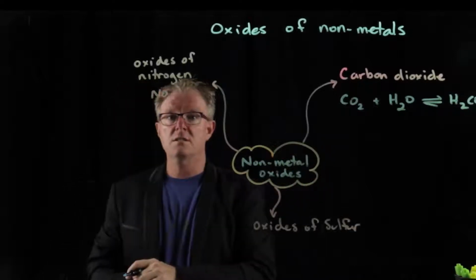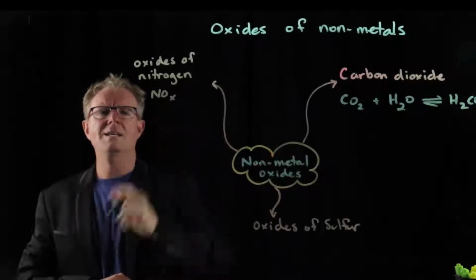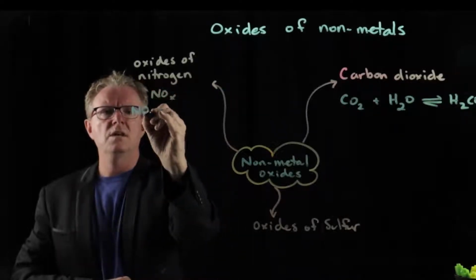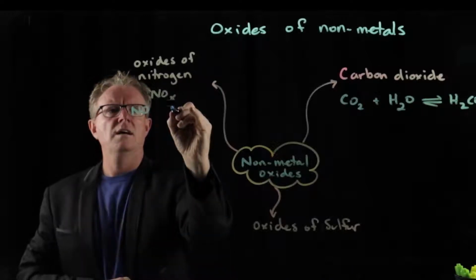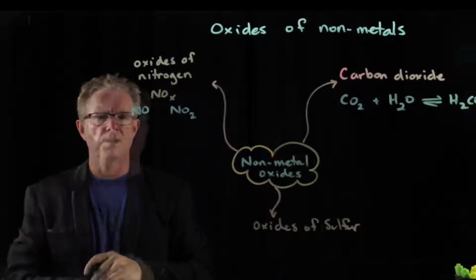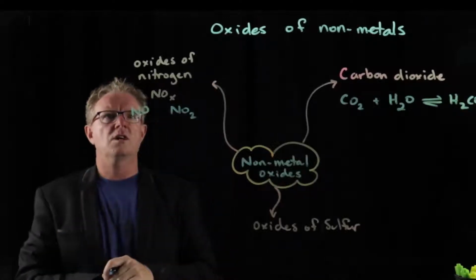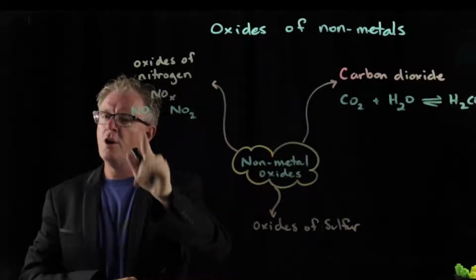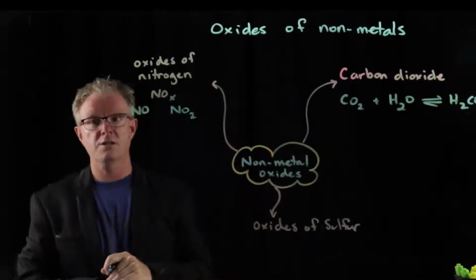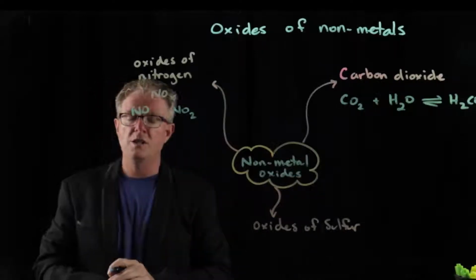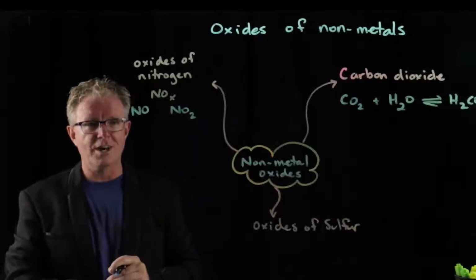Let's have a look at the oxides of nitrogen. Now I've put NOx here because there are different types of nitrogen oxides we can form. There's NO, which is nitric oxide, and there's NO2, which is nitrogen dioxide. Very poisonous. So these particular oxides here, there are different types. There's nitrous oxide, nitric oxide. Nitrous oxide is N2O, but anyway, nitric oxide and nitrogen dioxide, right?